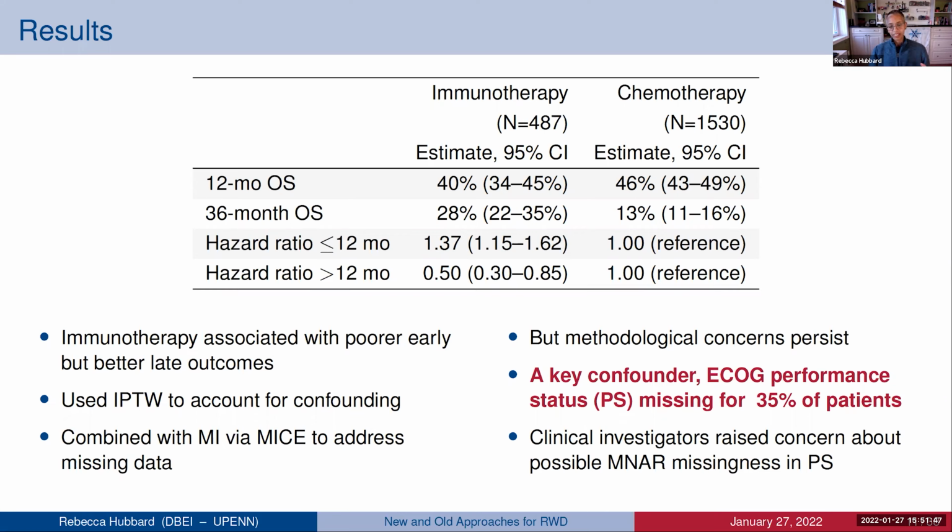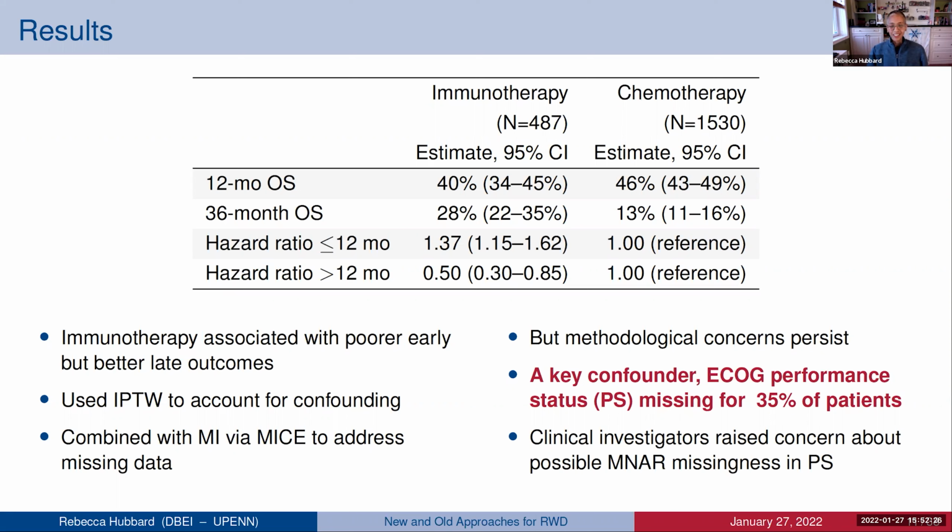A key confounder in this analysis and in many oncologic investigations is ECOG performance status. ECOG performance status is a variable that summarizes the overall functional status of the patient. It's an ordinal variable that ranges from 0, meaning you don't have any functional limitations, you're doing just fine, all the way to 4, which means bedridden, you're really not able to do anything or take care of yourself. In this metastatic urothelial carcinoma cohort, ECOG performance status was missing for about 35% of patients. So a pretty high level of missingness.